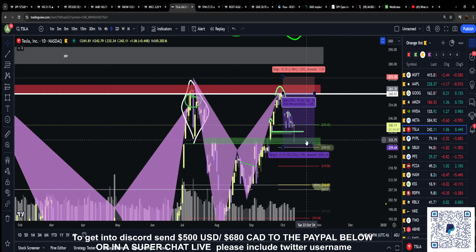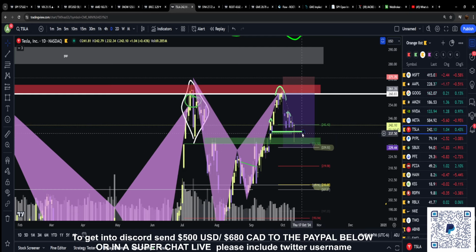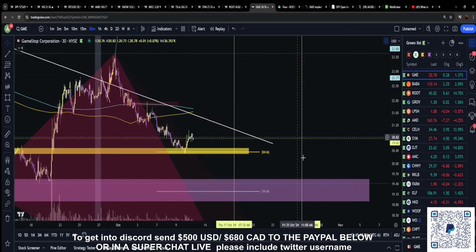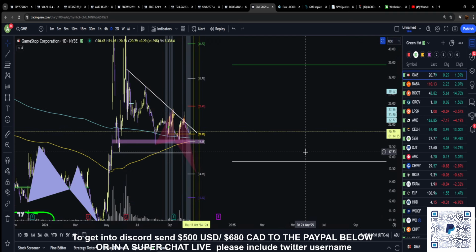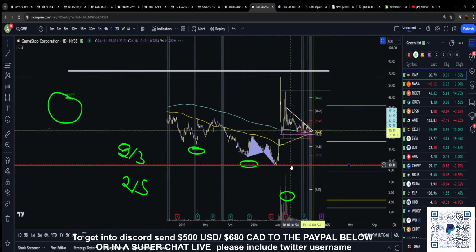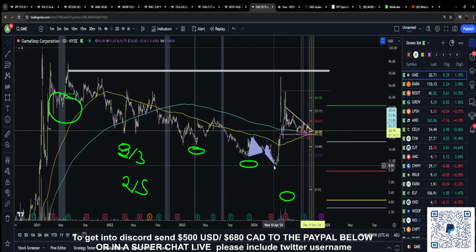So timing entries and exits can quite literally be as simple as drawing boxes. You guys love GameStop. I know the large majority of my followers are GameStop guys, right? Well, look at this. How did we call the bottom at 10, beyond the harmonic that we had drawn and all the other stuff that we were watching?